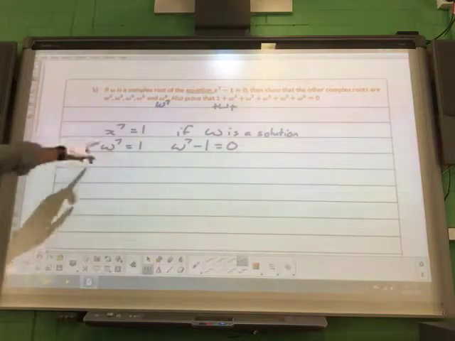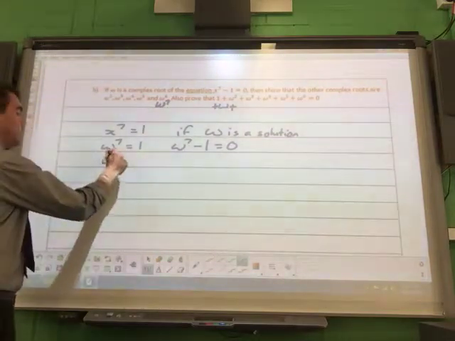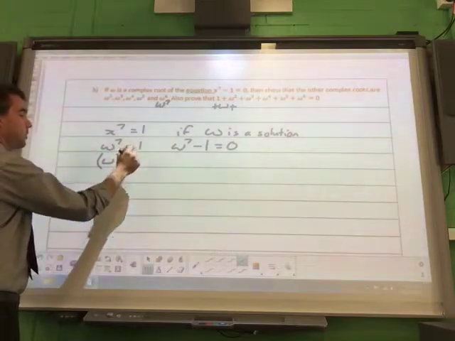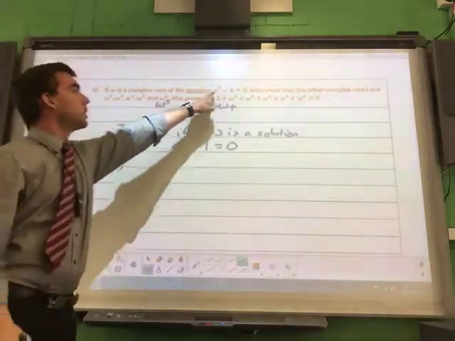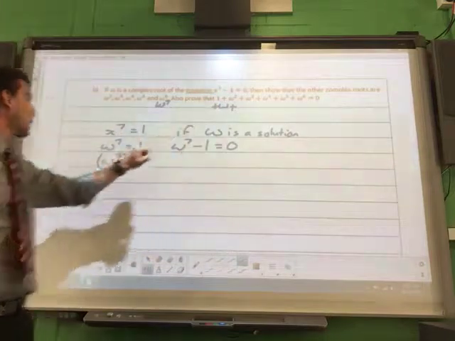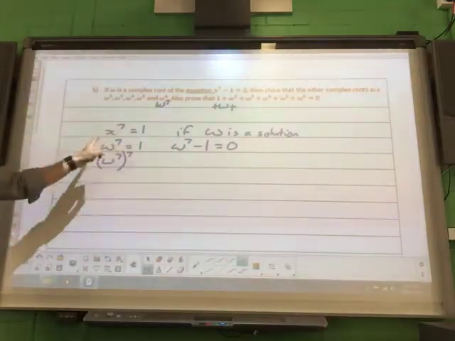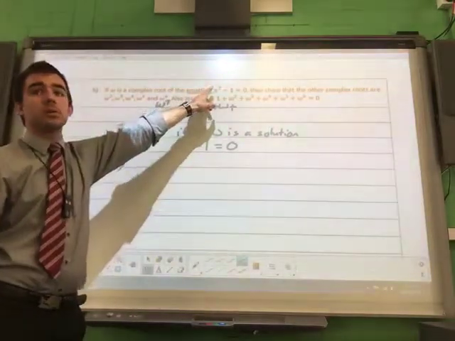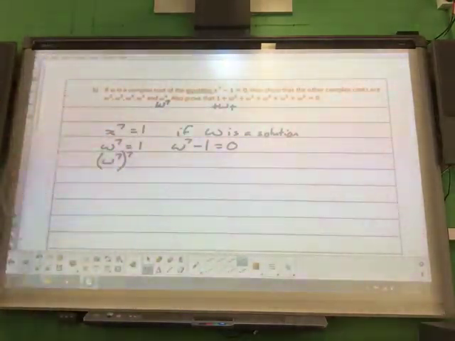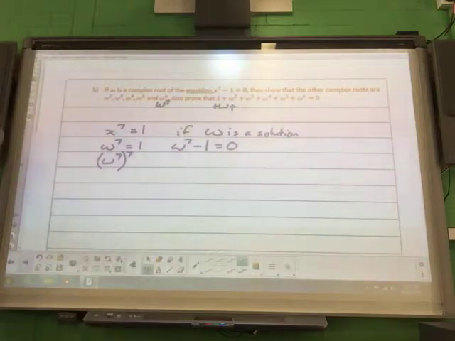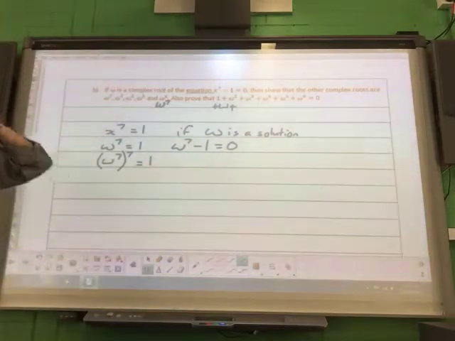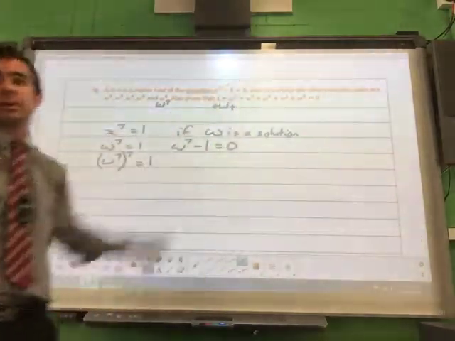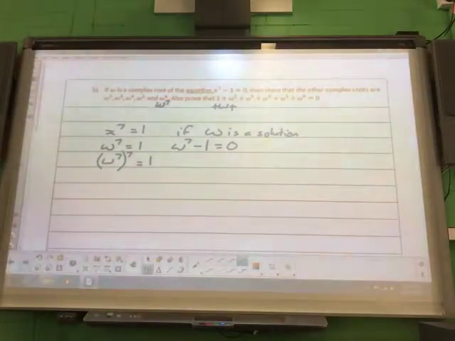Okay, so omega to the power of 7 is equal to 1. If we substitute that root, omega to the power of 7, into the equation, we know that omega to the power of 7 equals 1. So 1 to the power of 7 is also 1. And that matches my equation, because 1 take away 1 is 0. That is also a solution.